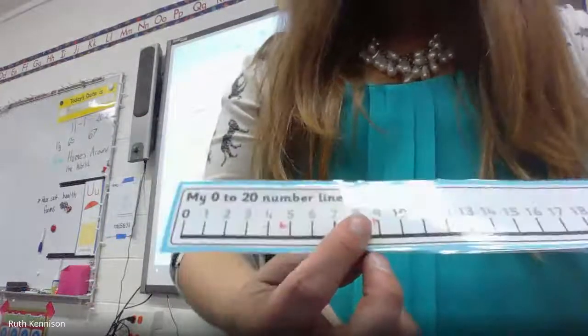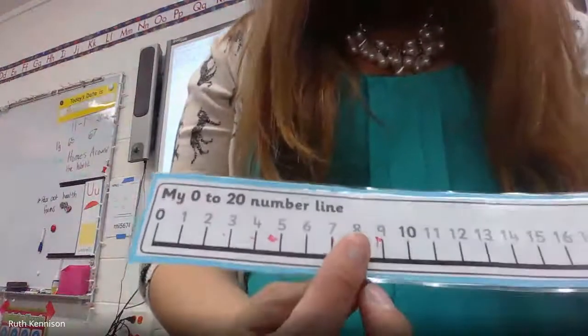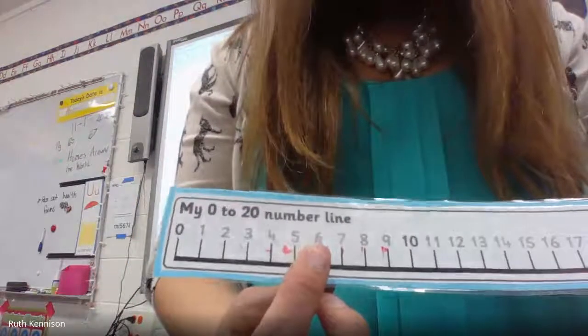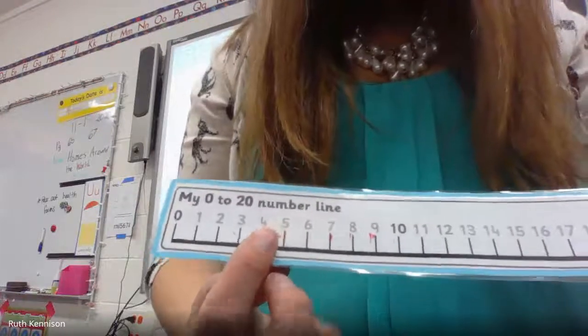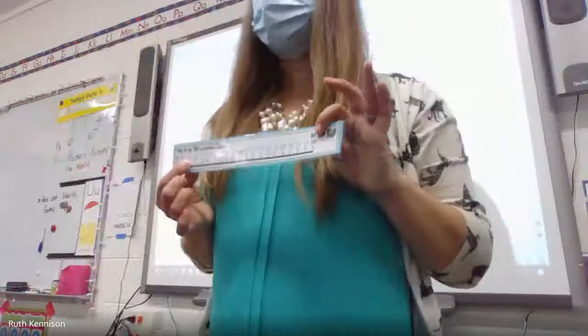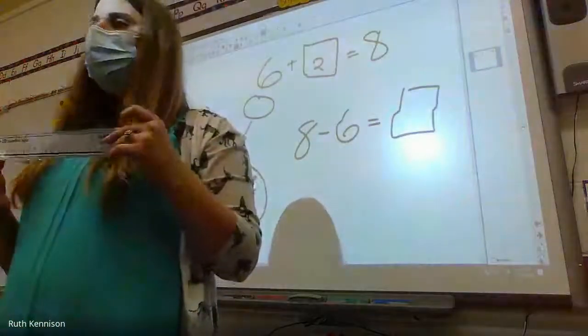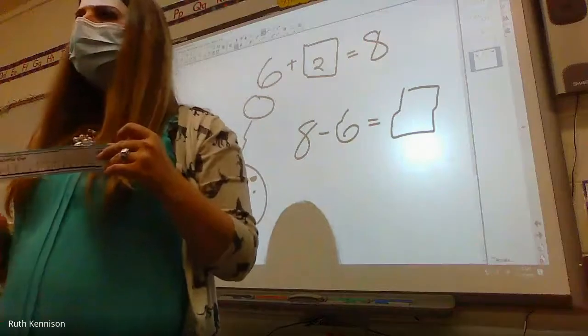Or you could start at 8 and take away 6. So we start at 8, we go 1, 2, 3, 4, 5, 6, and we got 2. 8 minus 6 equals 2, or 6 plus 2 equals 8. We got the same answer.